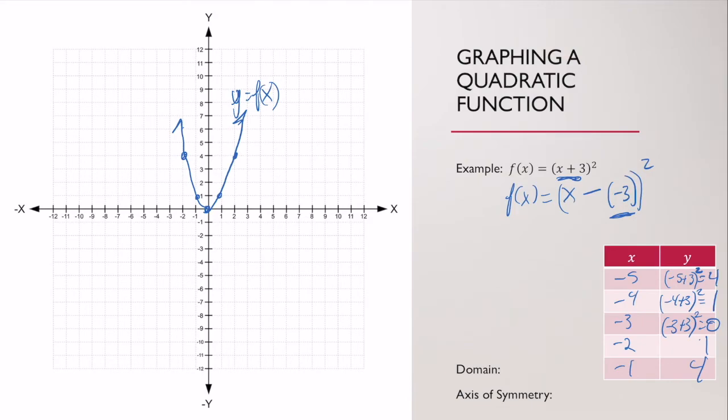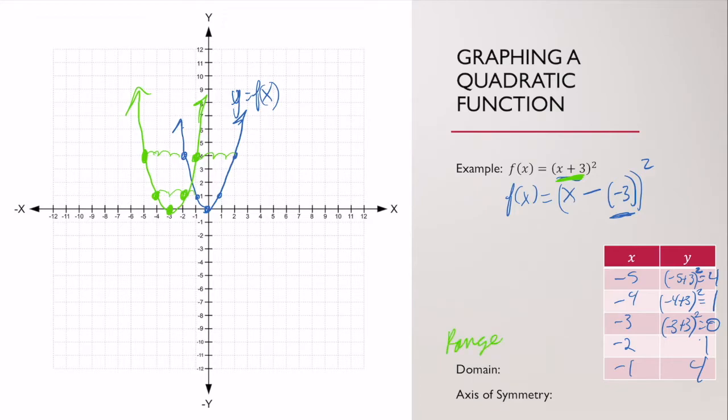If I have 4, I'm going to shift that 1, 2, 3 points, and indeed that does put me at when x is negative 5, y is 4. Shift this 3 points to the left, I get when x is negative 4, y is 1. When x is negative 3, y is 0. When x is negative 2, y is 1. And when x is negative 1, y is 4. So this is how we'd shift a graph to the left. So if we're adding, it's the opposite. It goes to the left. When I'm subtracting, that's when it goes to the right.